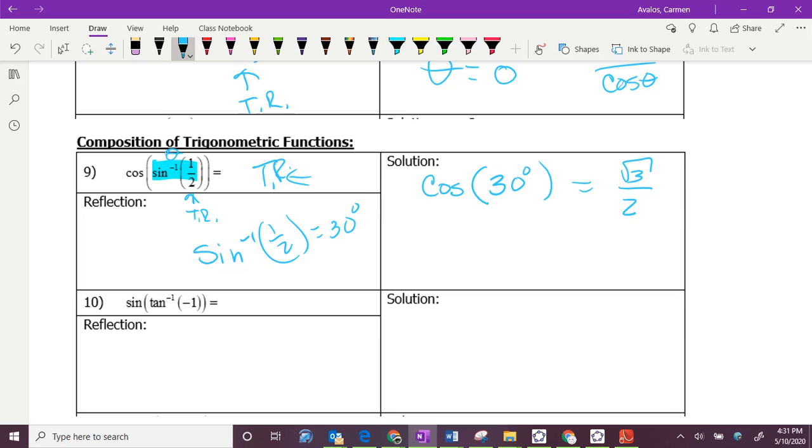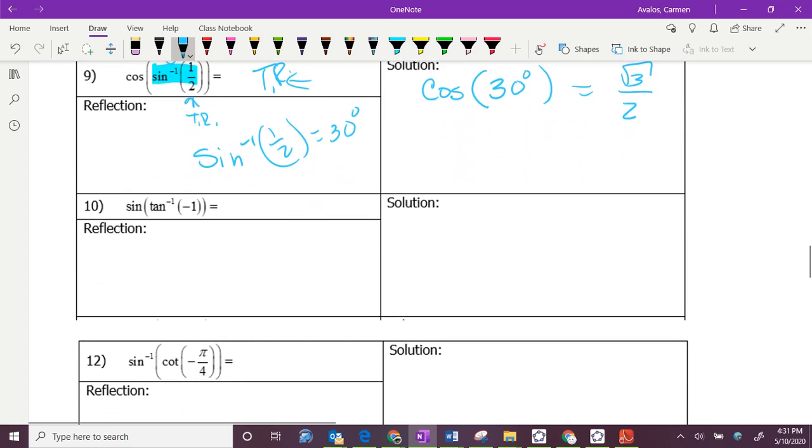Composition of functions. So what we do here is we're going to do the inside first. The tangent inverse of -1 is a trig ratio. So when is tangent equal to 1? Well, tangent is equal to 1 when sine and cosine are equal to each other, and that's at a 45-degree angle.